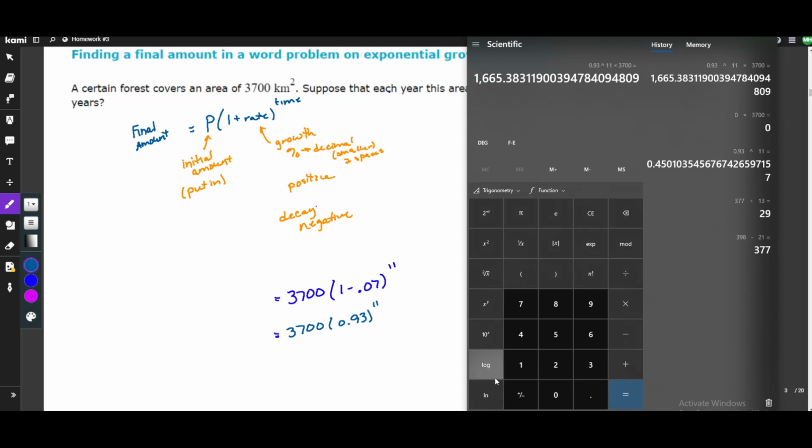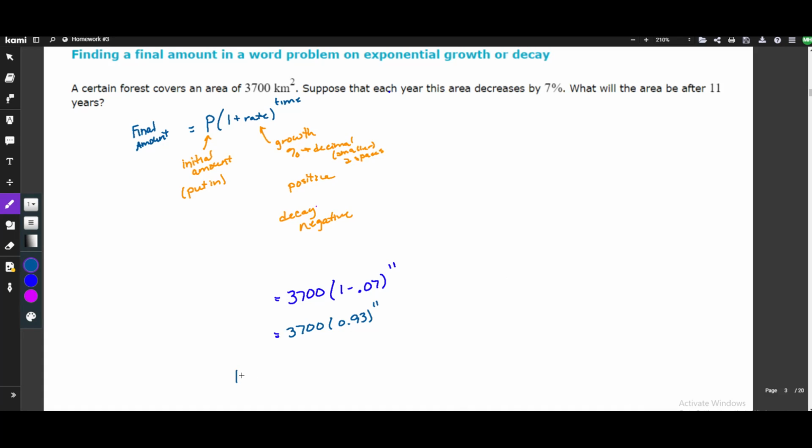1,665.38 if I was going to the nearest hundredth. However, they're going to want it to the nearest whole number. They will tell you in the problem. So this is going to just be 1,665 kilometers squared after 11 years.